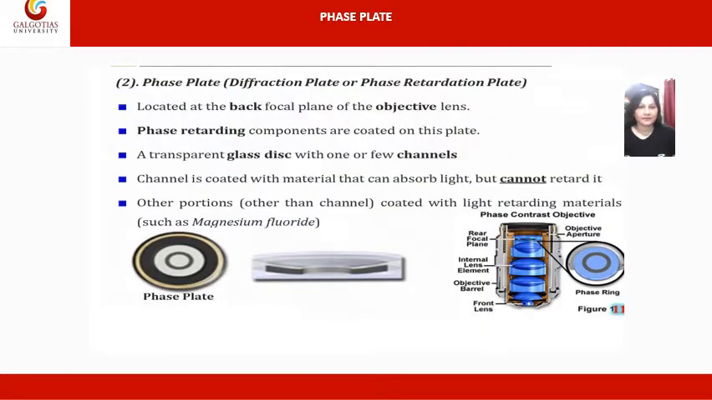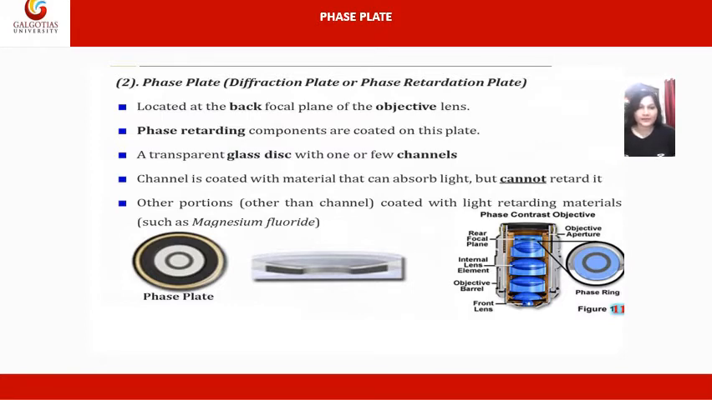Now the phase plate, which is also known as the diffraction plate or the phase retardation plate. The phase plate is located at the back focal plane of the objective lens. The phase retarding material components are coated on this plate. A transparent glass disc with one or two channels is present on this plate.